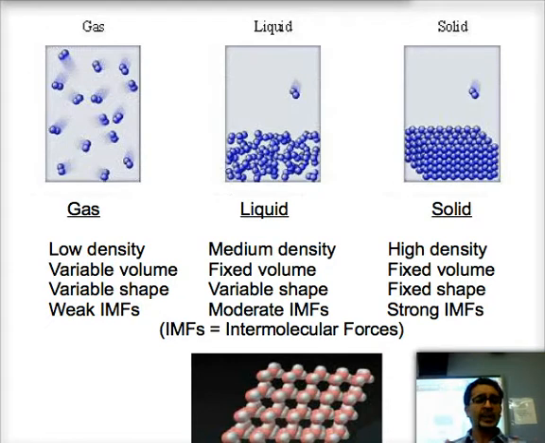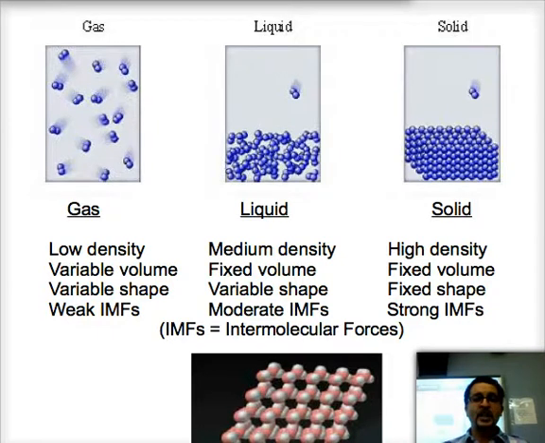Alright? A liquid instead has stronger IMFs because the molecules are more in contact, and so it's going to have a relatively high density. It's going to have little free space in between the molecules, and so therefore it's going to have a fixed volume. It's very difficult to compress a liquid. Right, so the volume is not going to change much, so we tend to talk about it as a fixed volume. But because the intermolecular forces are relatively weak, the molecules are allowed to move past one another, and they can change their shape to fit whatever container you put them in.